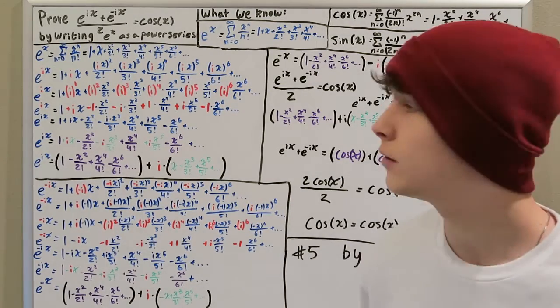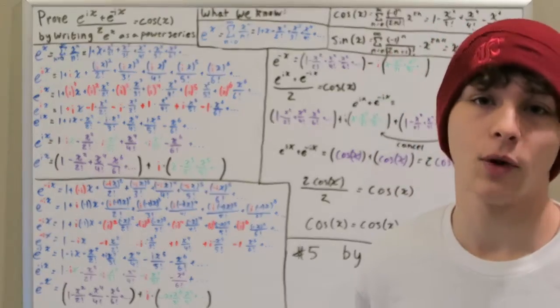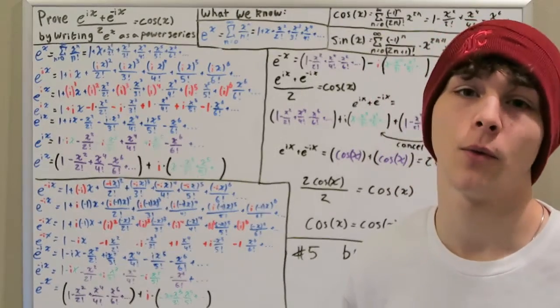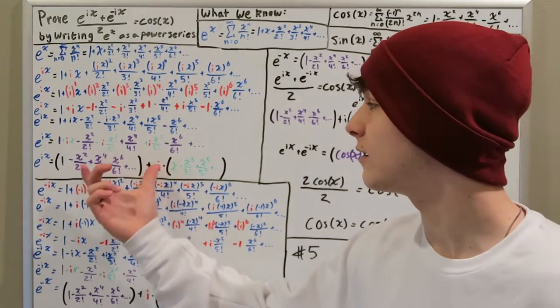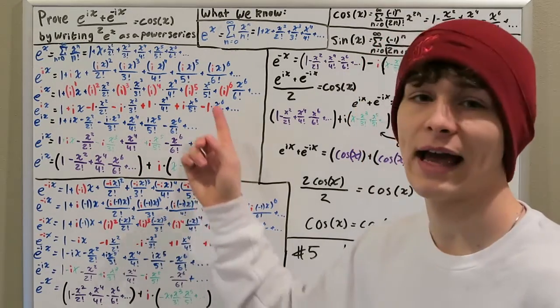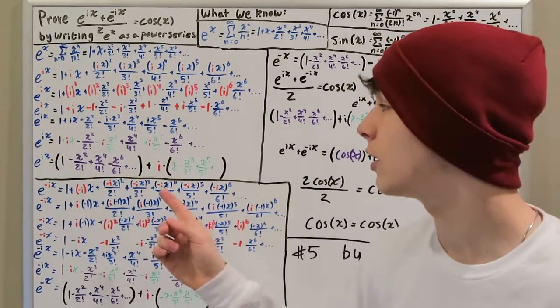Because i to the power of 2, like I said earlier, is just going to be negative 1. i to the power of 4 is just going to be 1. So from here, what we do is I grouped these odd and even terms, and I took out that i from all of the odd terms.